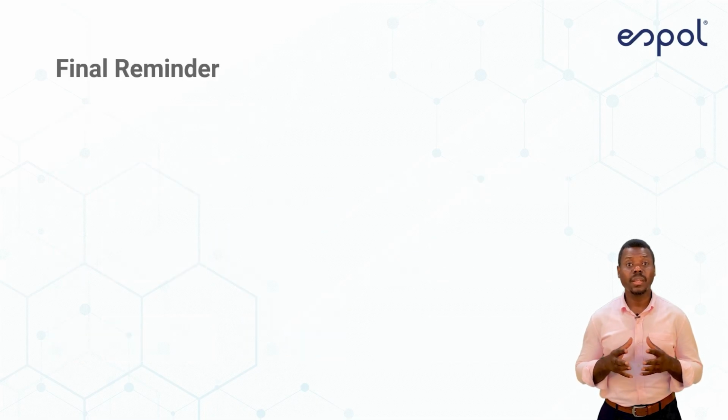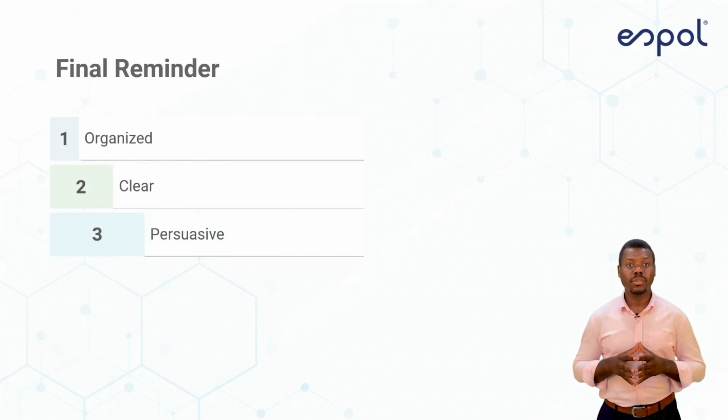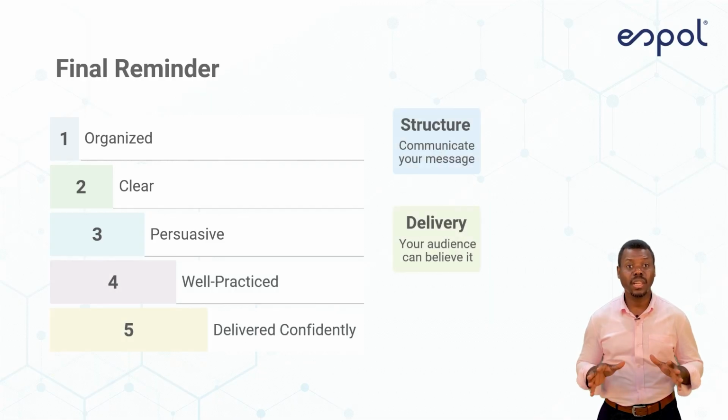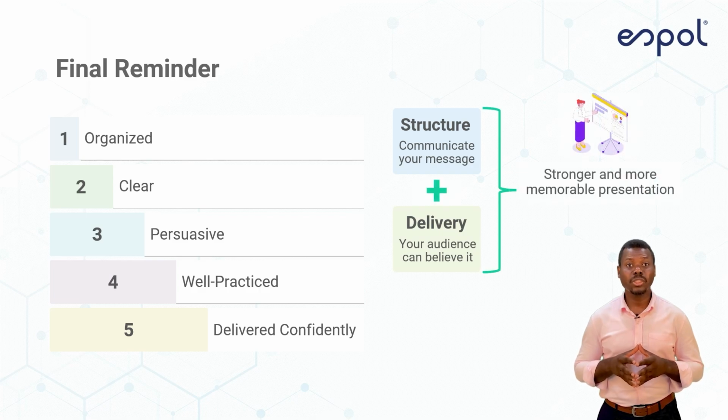To summarize, a complete presentation brings structure and delivery together. It should be organized, clear, persuasive, well-practiced, and delivered confidently. Structure helps communicate your message, and delivery helps your audience believe it. When both work together, your presentation becomes stronger and more memorable.